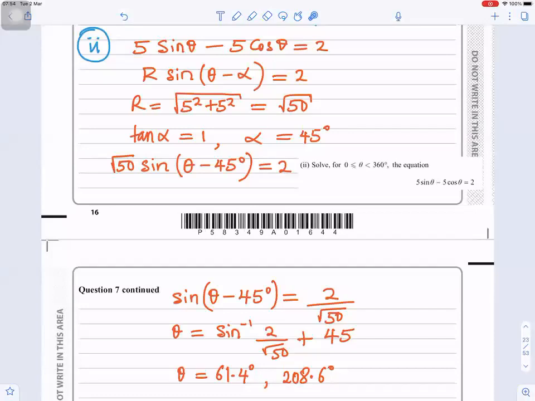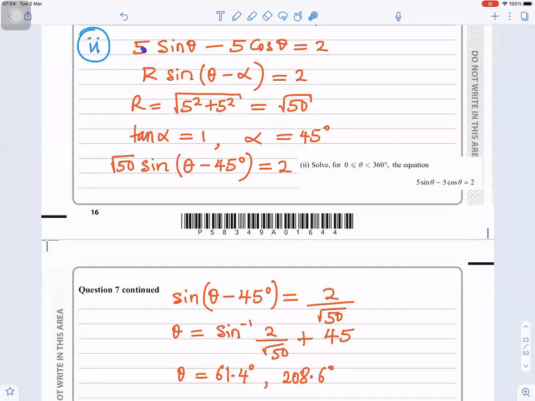For part 2, it says solve the equation 5 sine theta minus 5 cos theta equals 2. So what we want to do is write it as r sine theta minus alpha equals 2. How do we find what r is? So we want to change it from the first form to the next form. So we need to find this r. How do we find r?